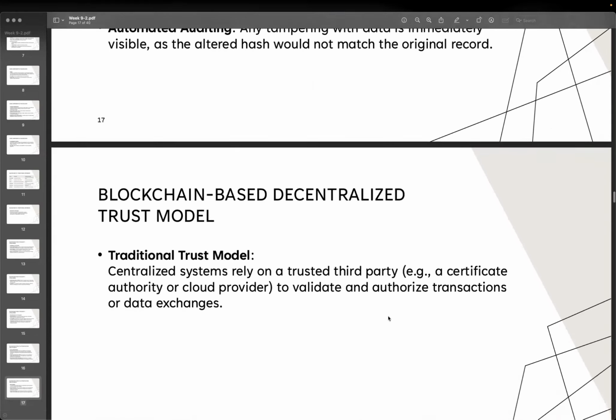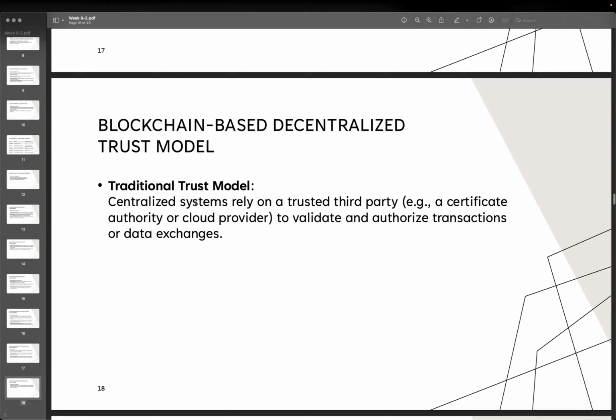And then let's also compare the traditional model with the blockchain-based trust model. For the centralized system, they rely on some third party, like a certificate authority or a cloud provider, to validate and authorize the transactions or the data exchange.